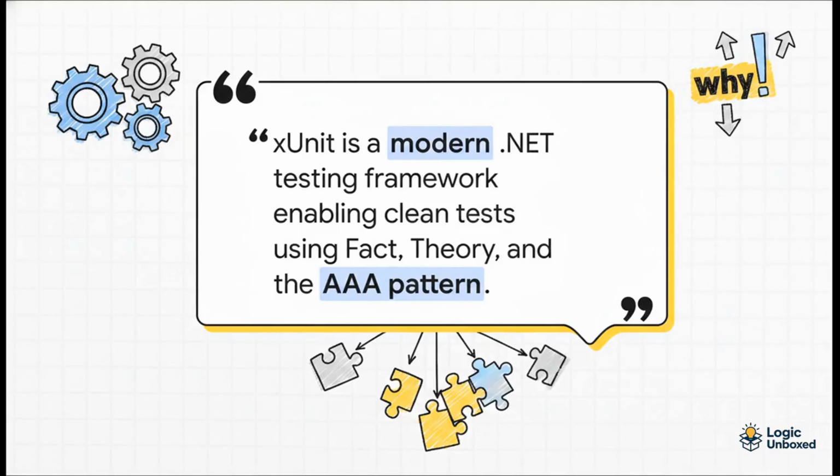So if you need to wrap it all up in one killer sentence for them, here it is. xUnit is a modern .NET testing framework that helps us write clean, maintainable tests using concepts like Fact, Theory and the AAA pattern. That one line proves you get the what, the why, and the how.